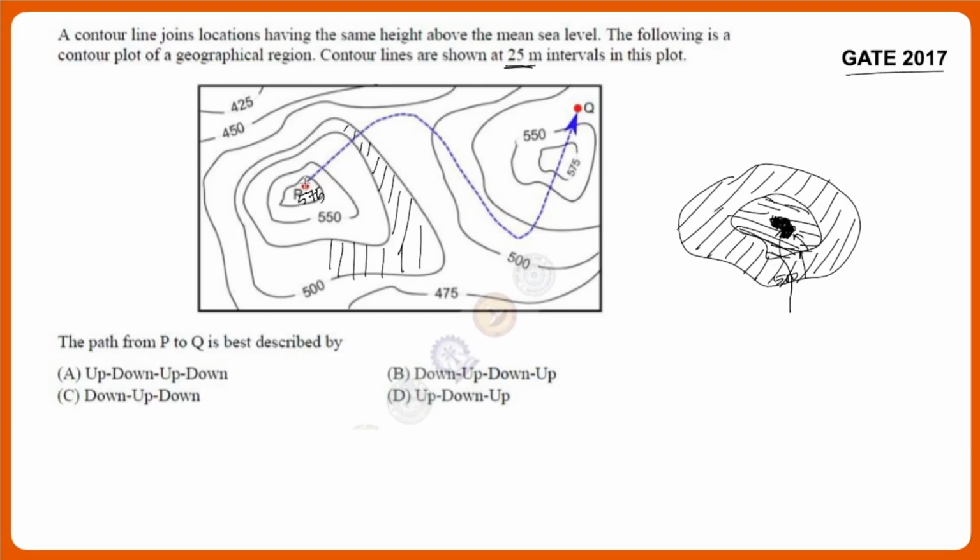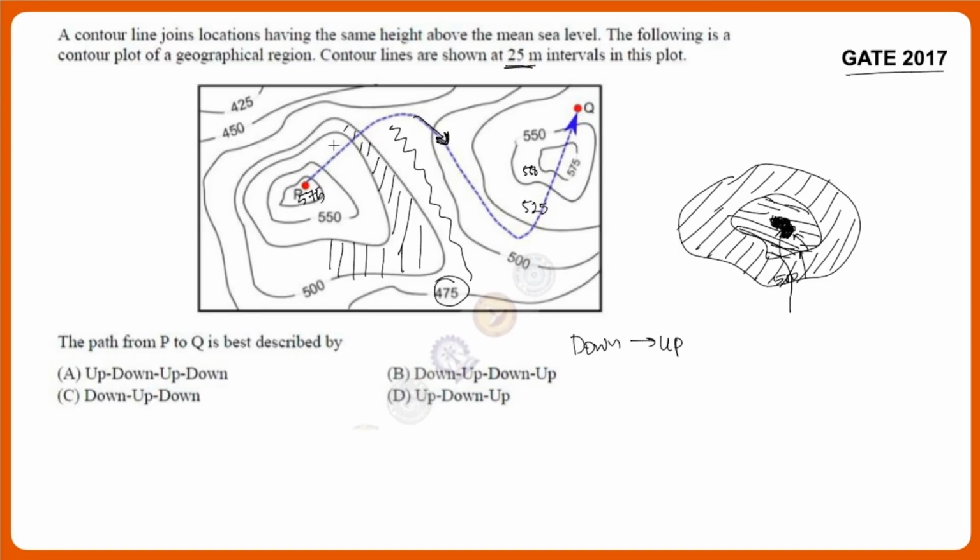From 575 you have reached 500, then you will come to the 475 region. So you are going first of all down. You started from down. Then after reaching this region, which is 475, you again started to enter the 500 region, and then you are going to 525, then 550, then again 575. So you are again going up, right?